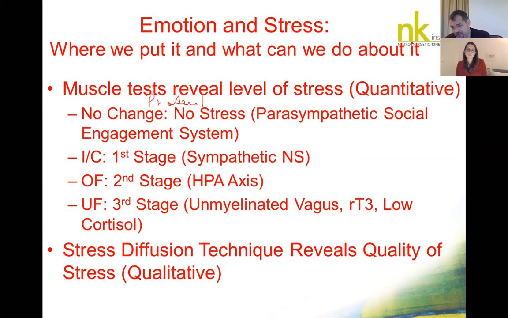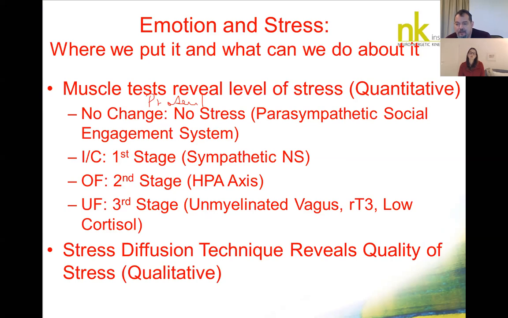So this is my model of the 4 states and the 4 possible responses of a muscle test. Das ist Hugos Modell der 4 Stressstufen und der Muskelreaktionen für jede Stressstufe. Okay. So if you challenge something and there's no change, wenn man etwas herausfordert und es gibt keine Veränderung im Muskeltest, you've got no stress. So that's this parasympathetic social engagement system of the myelinated vagus nerve. Dann habt ihr keinen Stress. Und dabei sprechen wir vom parasympathischen sozialen Engagementsystem.